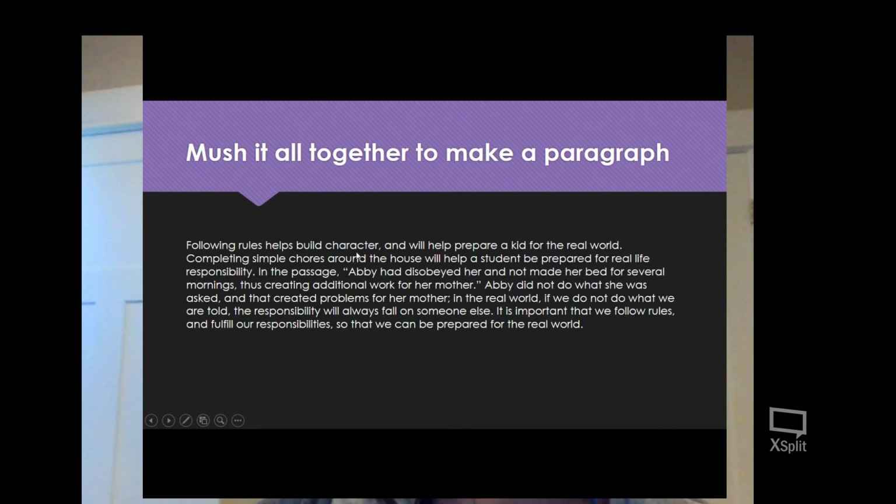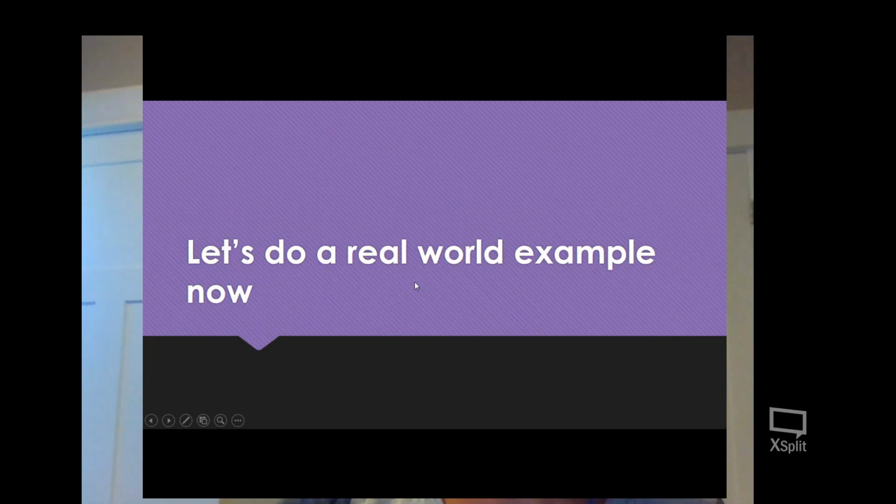Following rules helps build character and will help prepare a kid for the real world. Completing simple chores around the house will help a student be prepared for real life responsibility. In the passage, Abby had disobeyed her and not made her bed for several mornings, thus creating additional work for her mother. Abby did not do what she was asked, and that created problems for her mother. In the real world, if we do not do what we are told, the responsibility will always fall on someone else. It is important that we follow rules and fulfill our responsibilities so that we can be prepared for the real world. Now that is a good solid paragraph, and guess what?